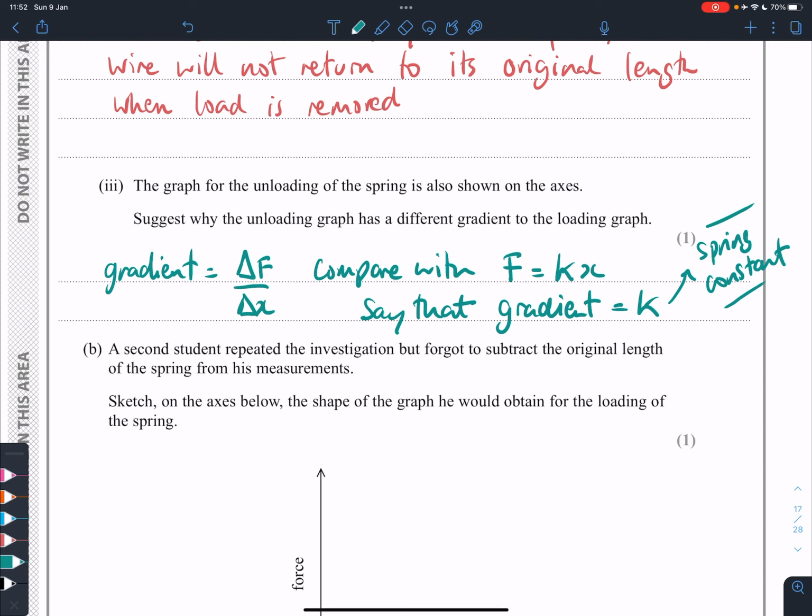And what's happened, because we've distorted the spring, is the spring constant is now different. So that suggests why the unloading graph has a different gradient to the loading graph. So the gradient equals k, and the spring constant has changed. It's only 1 mark, so they don't want you to do a big explanation. What you could say is, as a result of it being distorted, it's now a different length. So it's got a different length but the same atoms, so you would expect it to have a different behavior from now on. Okay, we're going to continue.